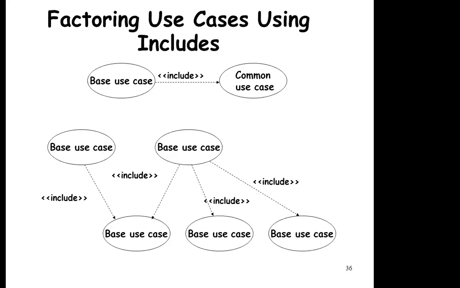Second is the include, which means an aggregation type of relationship, or the thing which we have already done. So we can factor a use case with the help of, first the generalization, and second the include function, for example being a member. So suppose there is a base use case, and it includes the common use case.